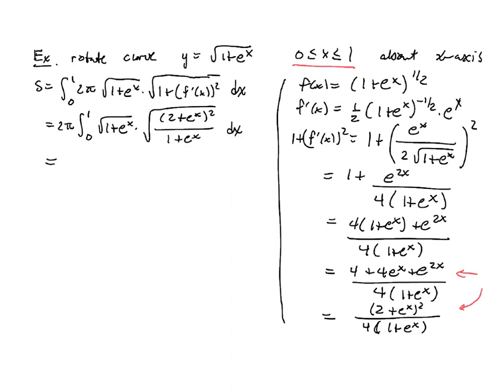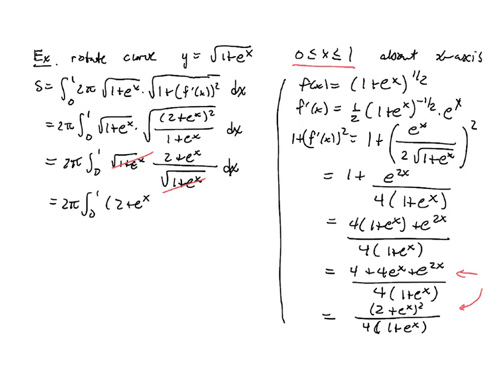The numerator is a perfect square, and I have the denominator, so 2 pi integral from 0 to 1 of square root of 1 plus e to the x times 2 plus e to the x over the square root of 1 plus e to the x dx, and we cancel here to get 2 pi times the integral from 0 to 1, 2 plus e to the x dx. And this, thankfully, is an integral that we can actually compute.